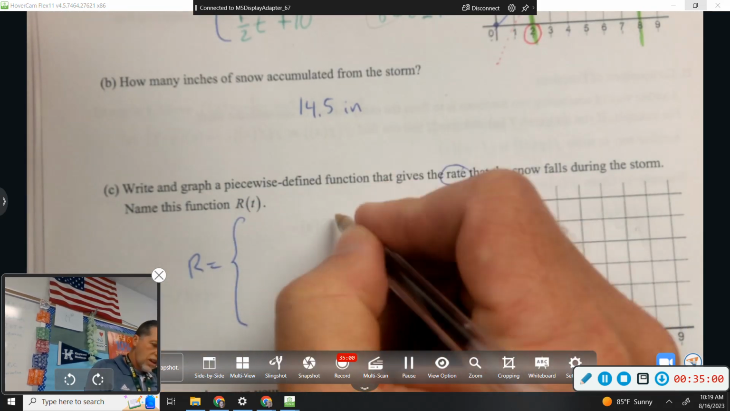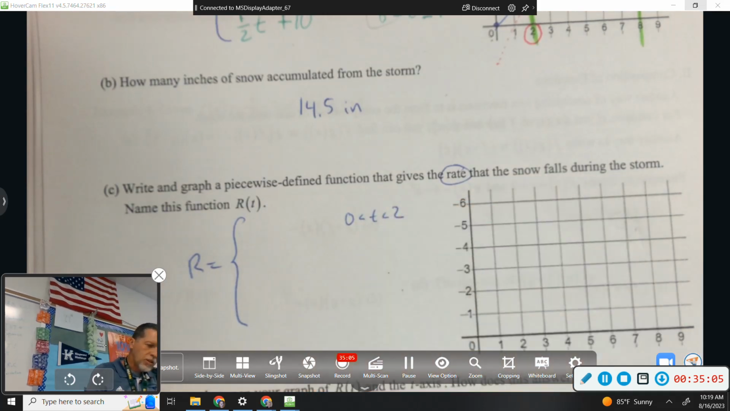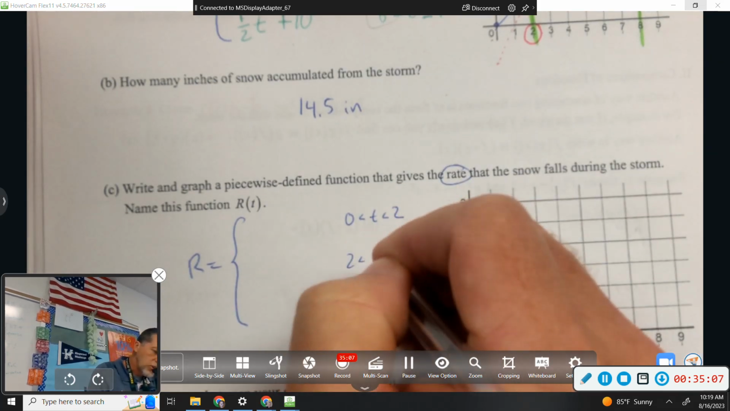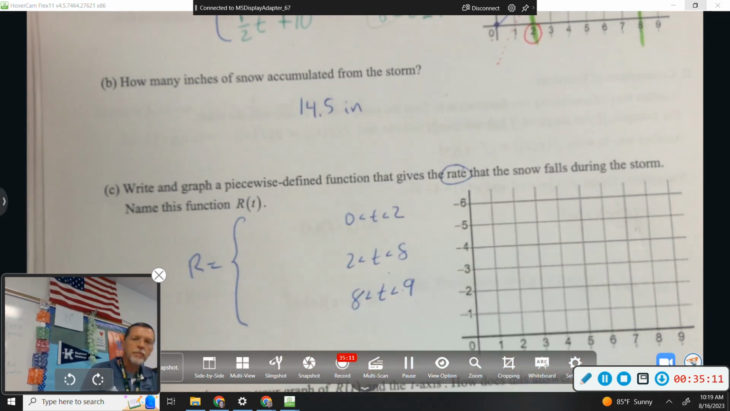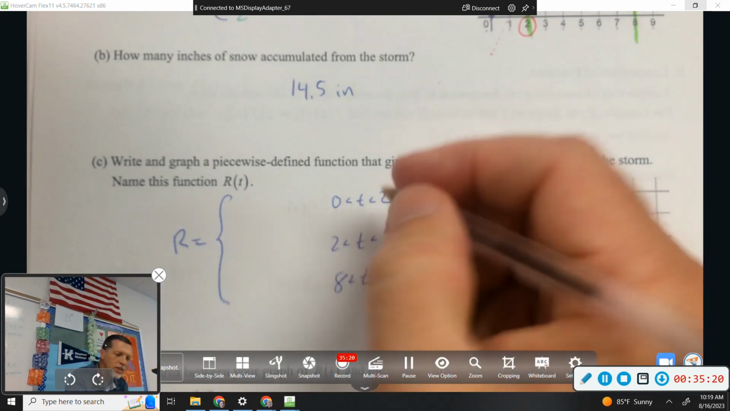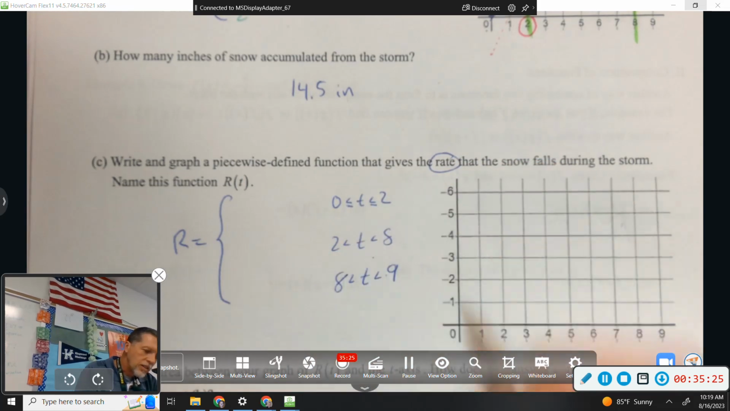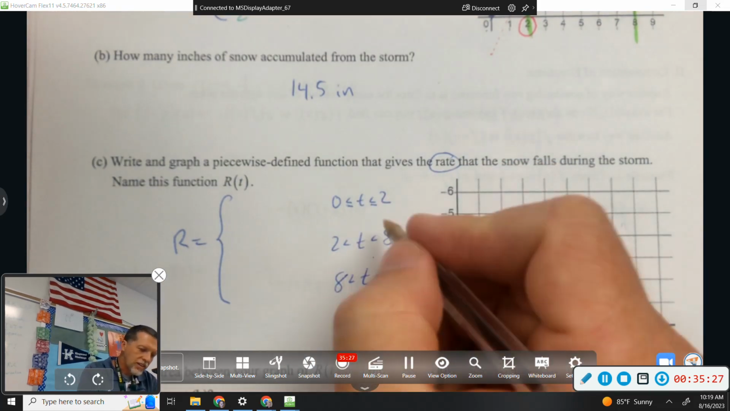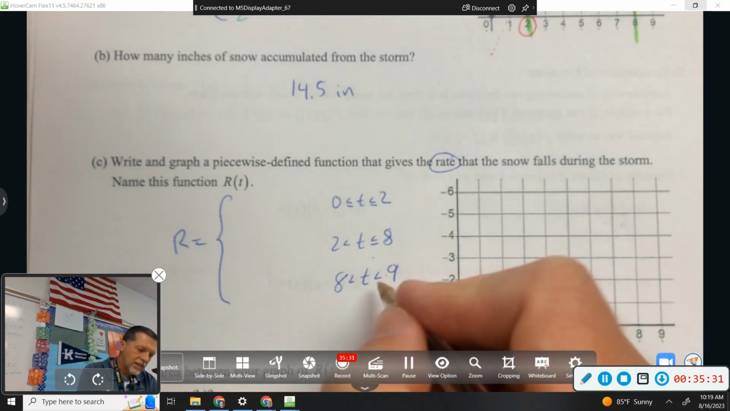Again, I'm going to do the t's first. So from 0 to 2, it's something. From 2 to 8, it's something. And from 8 to 9, it's something. And again, the equal sign there. Make sure the wall has one equal sign on it, but not two equal signs. So I'll just match it to what we did before. A can have two equal signs. B, I'll throw the equal sign on the 8. C, I'll throw the equal sign on the 9.